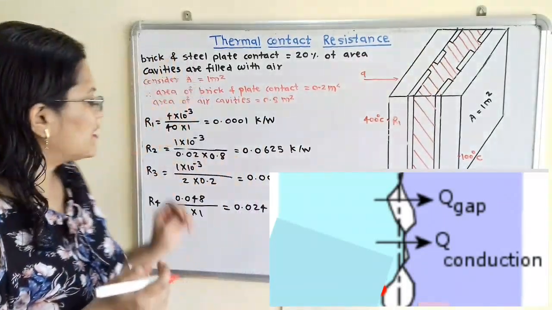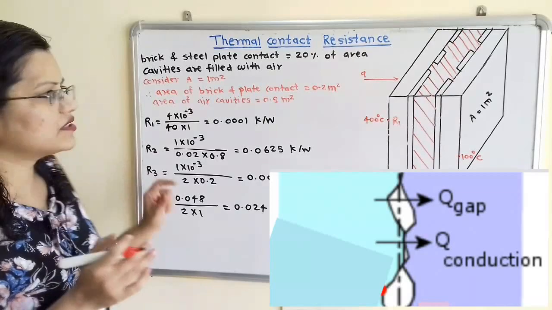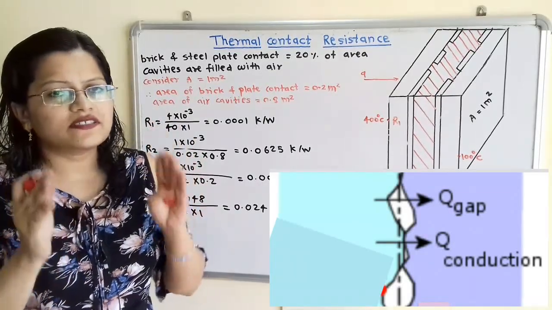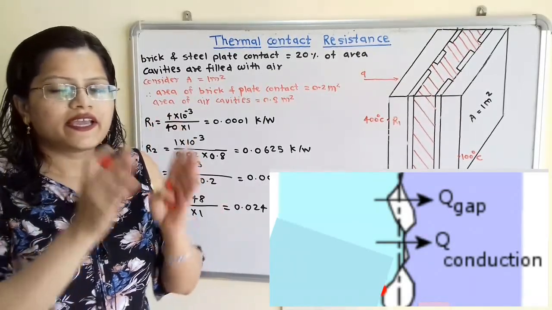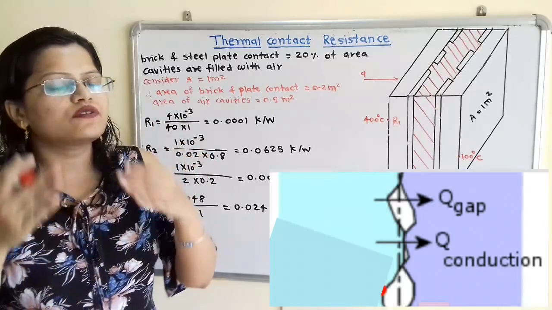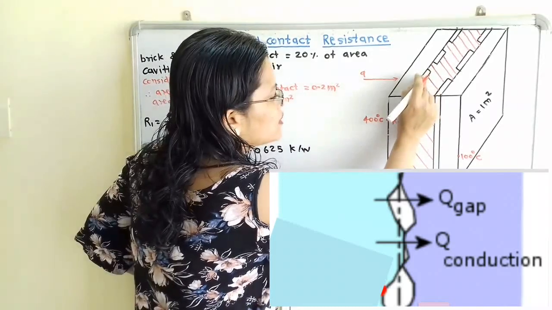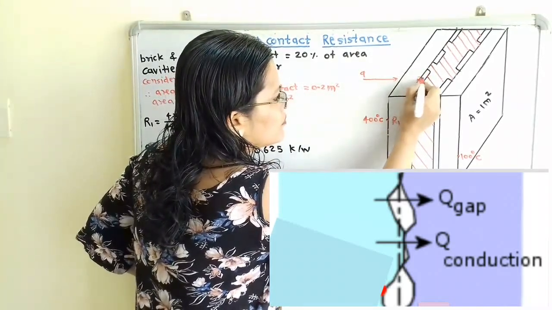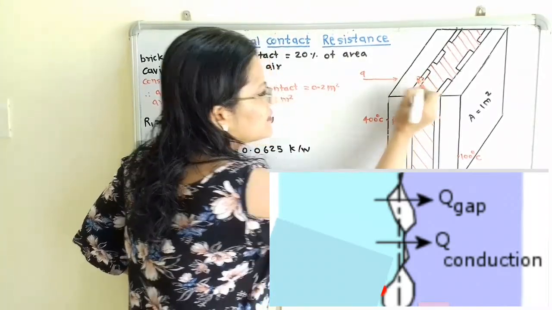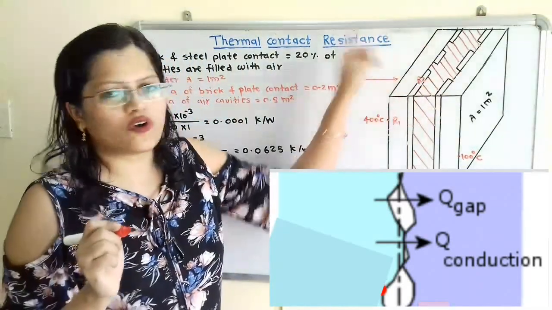So we will consider here the first resistance R2 for the heat transferred through the air cavity. So these are the air cavities. I will mention here R2. That is the resistance R2. We can clearly see it in the top view.